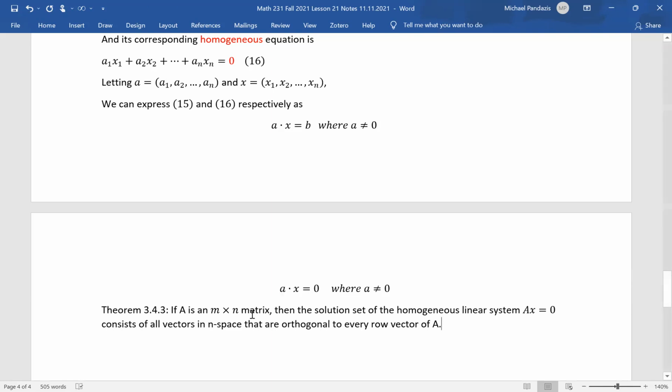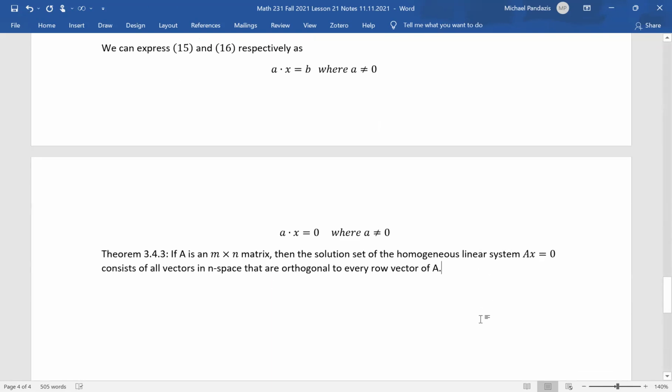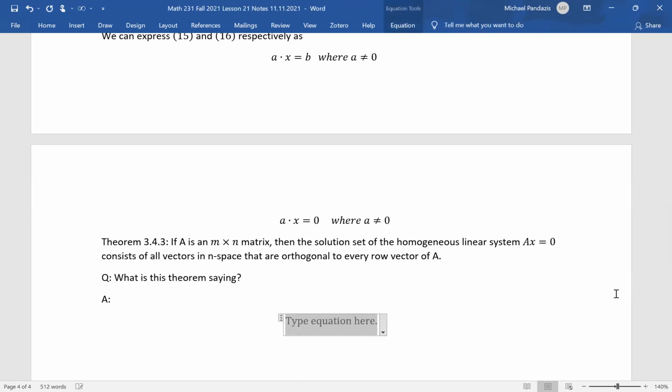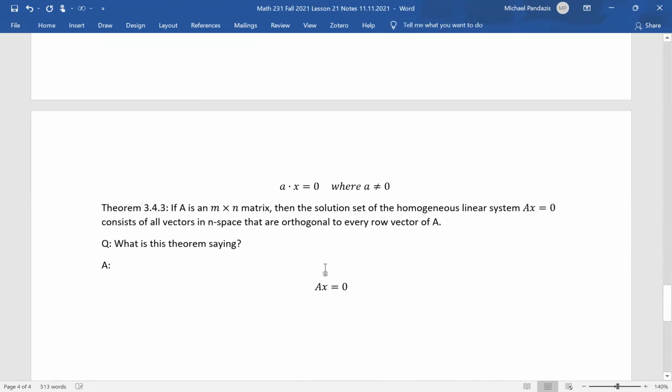Okay, so if A is an m by n matrix, then the solution set of the homogeneous linear system Ax equals 0 consists of all vectors in n-space that are orthogonal to every row vector in A. So, okay, question: what does this theorem mean? What is this theorem saying? So the answer, let's say you have Ax equals 0. This is called a homogeneous system.